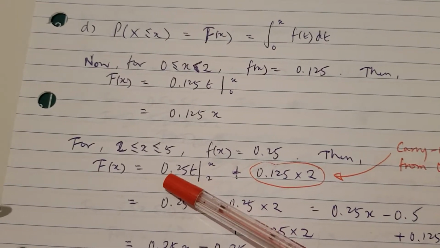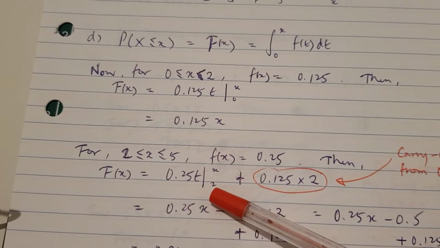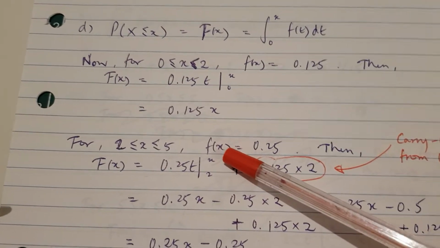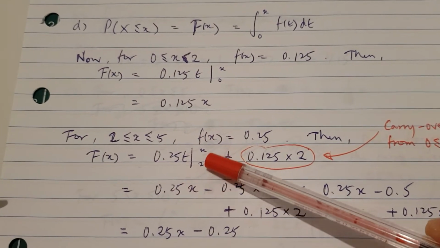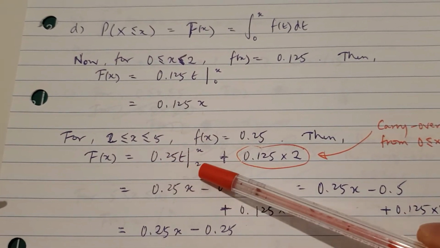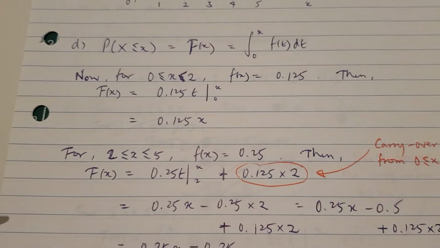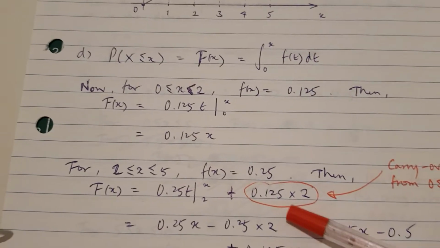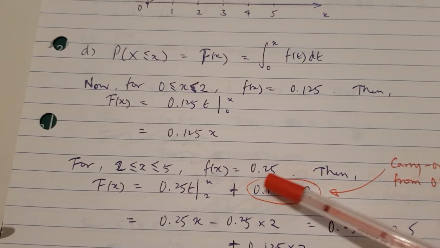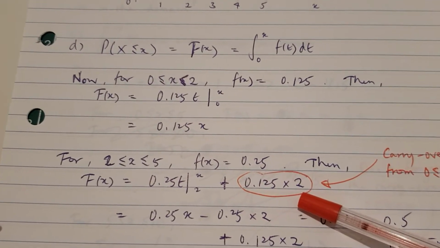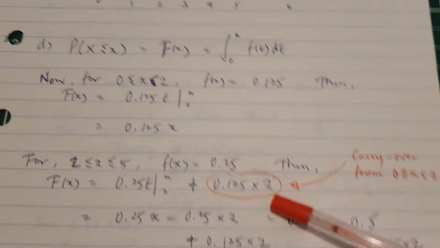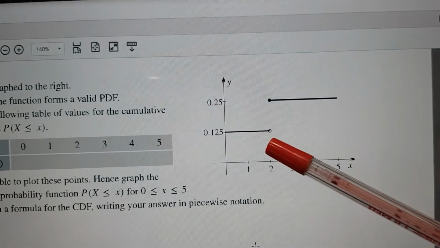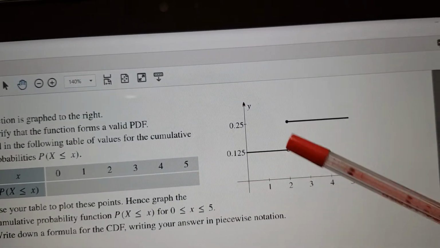You can't just say 0.25 t evaluated from 2 to x, because that only accounts for the x values beyond 2. But remember, it's the cumulative effect, so you're going to have to write down this, which is 0.125 times 2. And where does that come from? Well, that comes from this, the tail end of the diagram, that area.